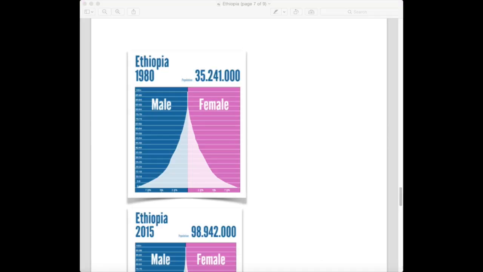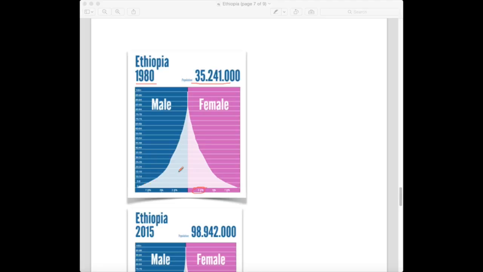So here is the next population pyramid for Ethiopia. Notice this is 1988. Look at the population compared to 1950, which was about 18 million people. This is 35 million people, so huge growth. Again, notice the same population graph. Left is males, right is females. This has a percentage of the population at the bottom, age bands on the y-axis.